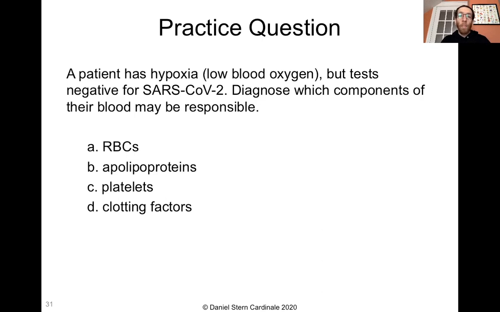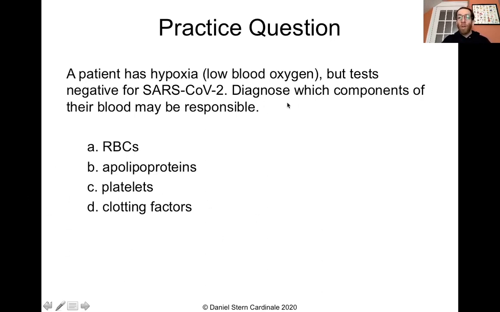A patient has hypoxia, which is low blood oxygen, but tests negative for SARS-CoV-2. That's SARS coronavirus 2. That's what causes COVID-19. Diagnose which components of their blood may be responsible for this problem. Is it red blood cells, apolipoproteins, platelets, or clotting factors?